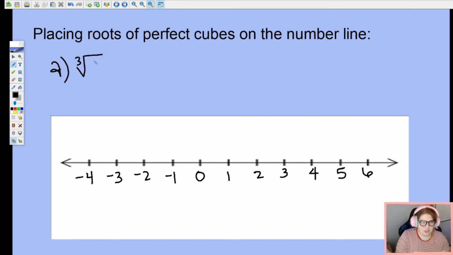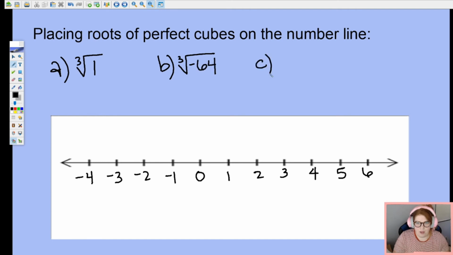I might ask you the cube root of 1. I might go with the cube root of negative 64 and the cube root of 216. Cube root means I have to put that 3 there. So we're going to place these on the number lines by first figuring out what they're equivalent to, or what they are the same as. So using my list, or guessing and checking, right?